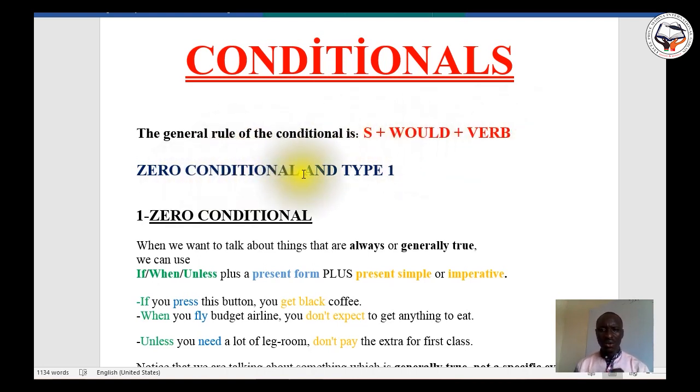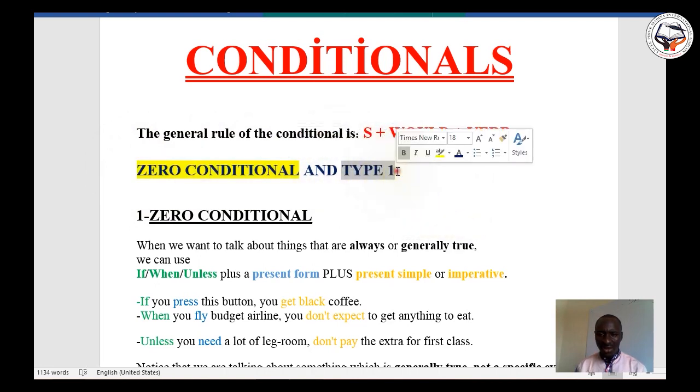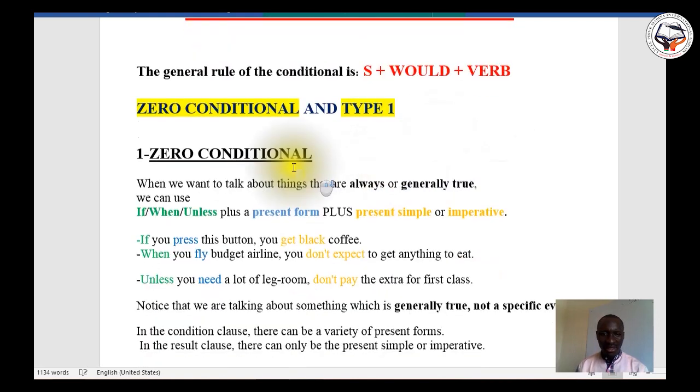All right. You have to know that in conditionals we have four types: zero conditional, conditional type 1, conditional type 2, and conditional type 3. But in this lesson, we'll deal with zero conditional and conditional type 1. All right, let's go. First the zero conditional, and after that we'll see conditional type 1.